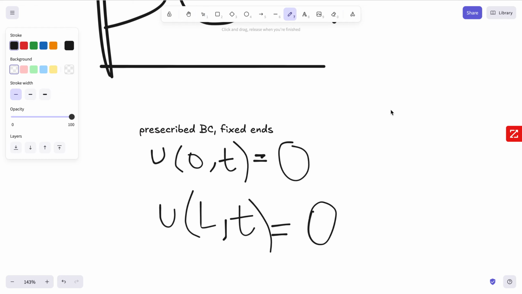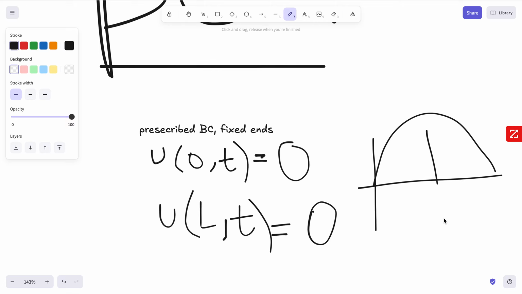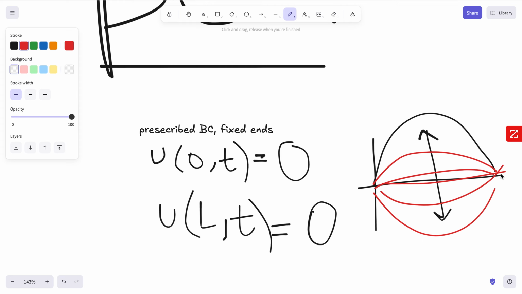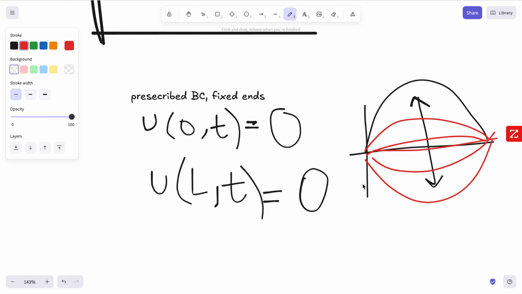And to visualize what this would look like, you can think of a wave which goes up and down, going through all the different phases, but the ends being fixed. And this is very similar to the heat equation with prescribed boundary conditions.